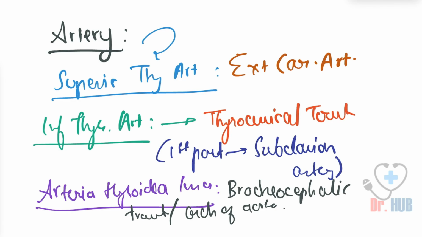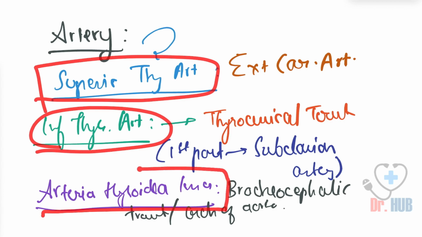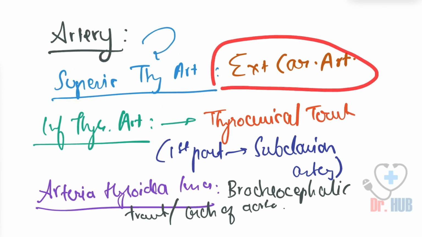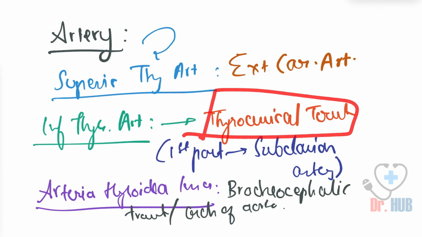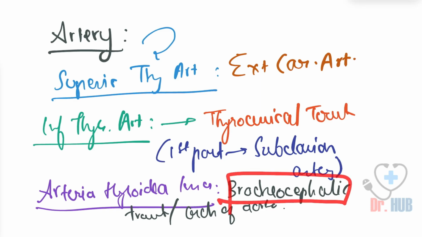Now let's just recap. Here we saw the arterial supply. It includes the superior thyroid artery, the inferior thyroid artery, as well as the arteria thyroidea ima. The superior thyroid artery has its origin from the external carotid artery, whereas the inferior thyroid artery is from the thyrocervical trunk, which is nothing but the first part of the subclavian artery. The arteria thyroidea ima arises from the brachiocephalic trunk or the arch of the aorta. So this was about the artery.